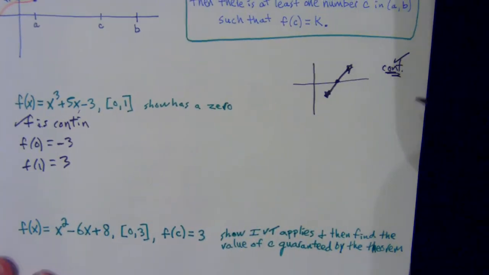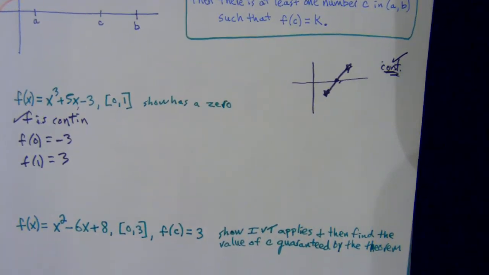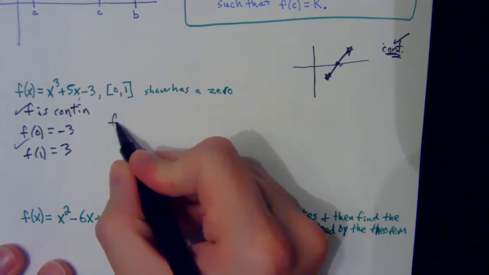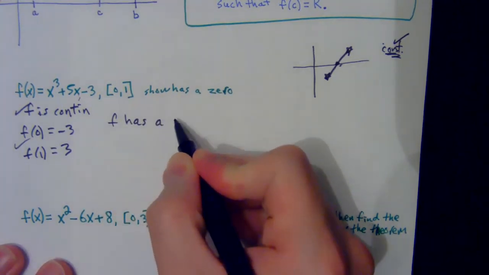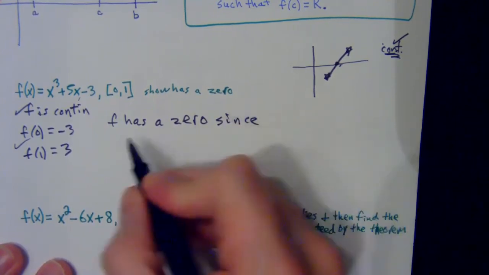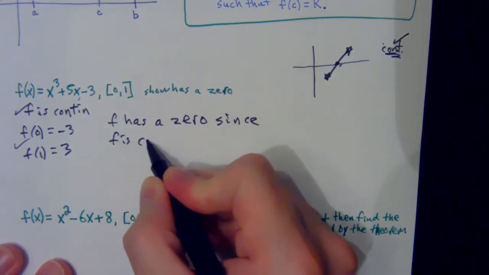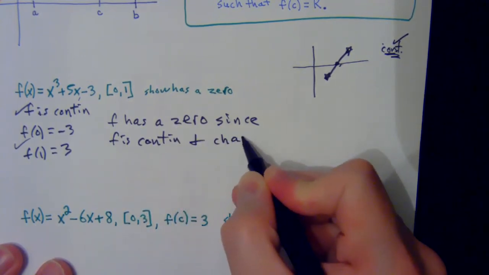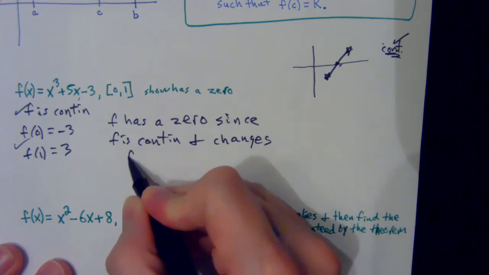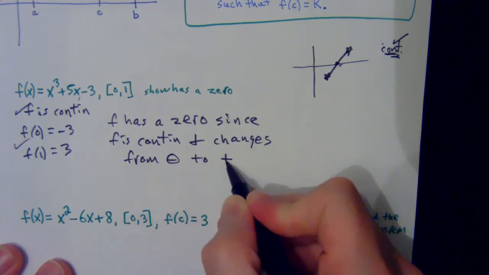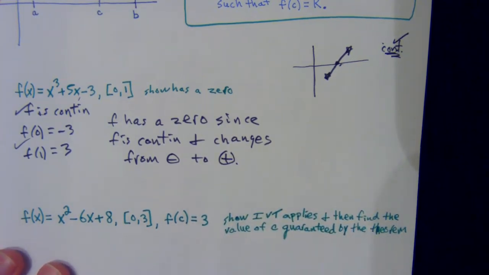And then notice that we just reasoned out over here, we got the couple things that we needed right here. So then this is what I'm going to stress there. Okay, I'm just going to say that f has a 0 since f is continuous and changes from negative to positive. Or you can say f changes sign.